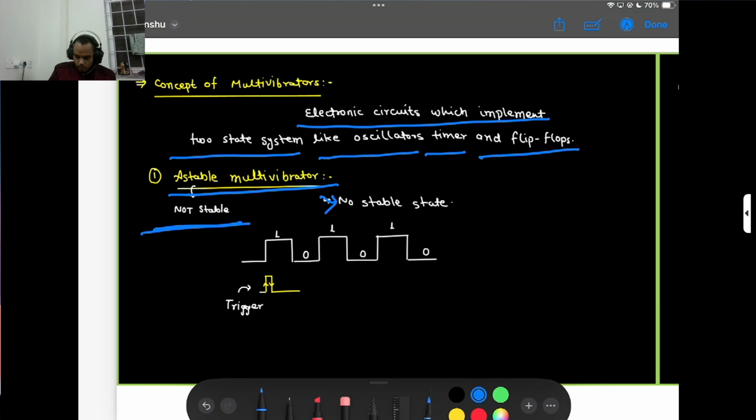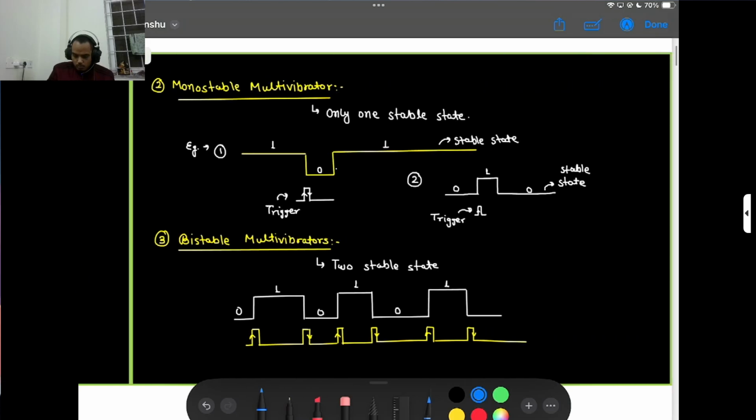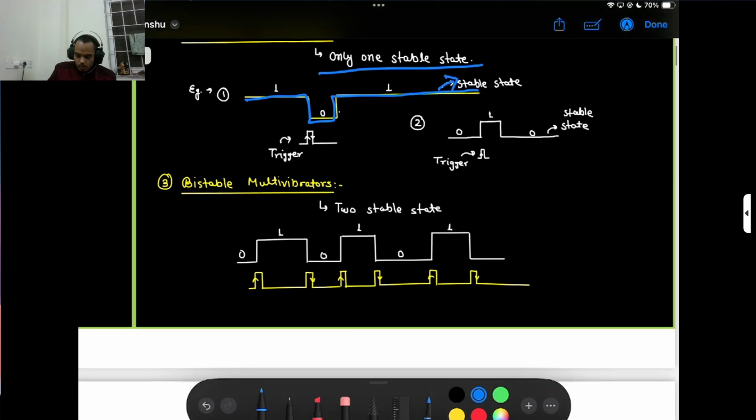Astable has no stable state. So here is 1 0 1 0 like this. Trigger, for triggering purpose, like this. Monostable multivibrator has only one stable state, like this. The stable state is here. And bistable multivibrator has two stable states, here.